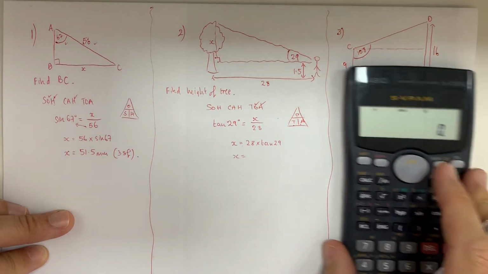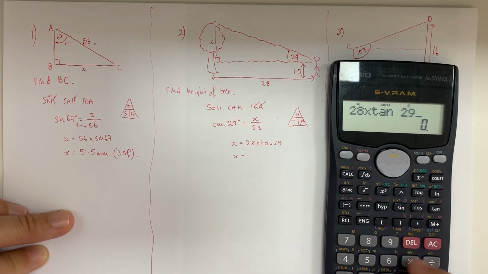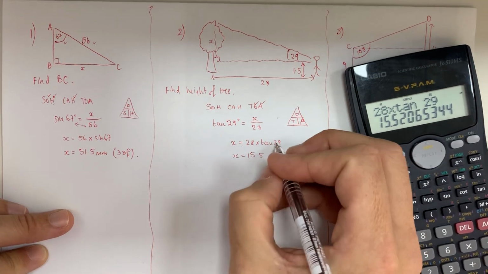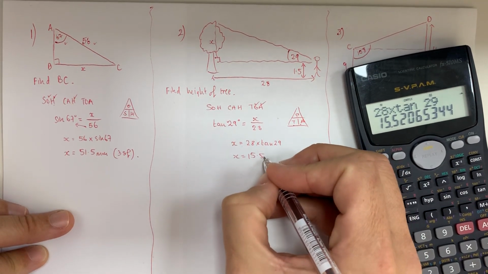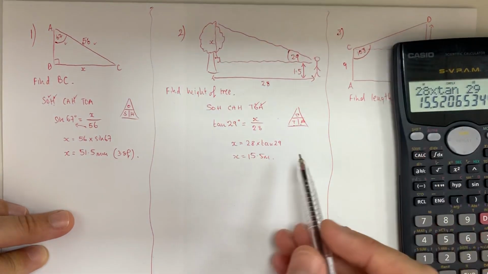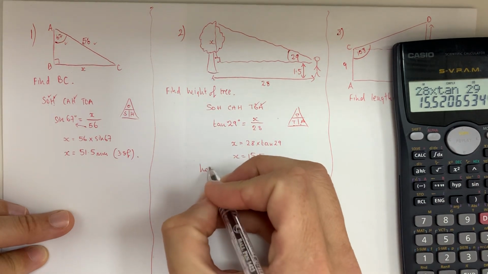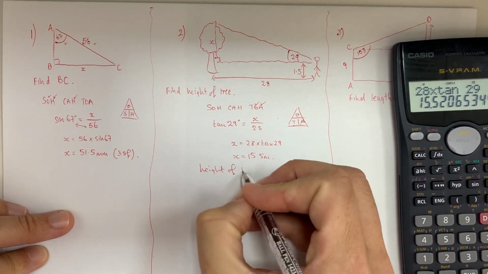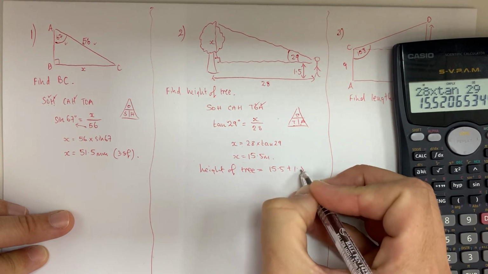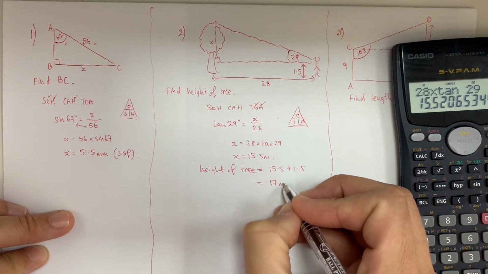So x is equal to, pop that in the calculator again, 15.5, and this time it's in meters. However, I'm not finished my answer because that's just x I found. I still need to find the bottom to the top. So the height of tree is equal to 15.5 plus the extra 1.5, and you should need a calculator for that. That's 17 meters.